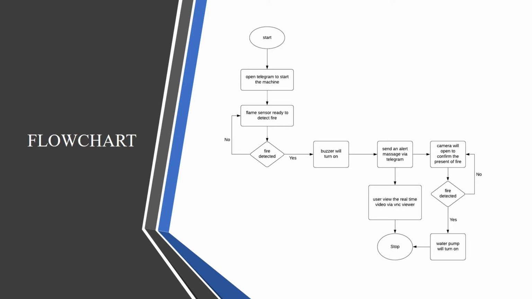the flowchart. This is how my project works. So, start. The user needs to open Telegram to start the machine. Basically, Telegram will have a start button, and the user just needs to press the start button and it will start. The flame sensor will be ready to detect fire. If the flame sensor detects fire, the system will turn on the buzzer, and it will send an alert message via Telegram.